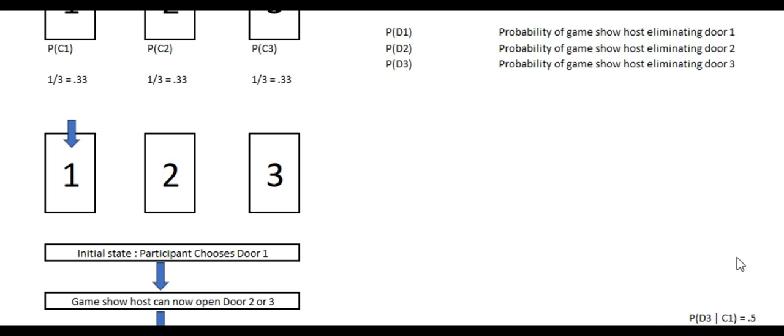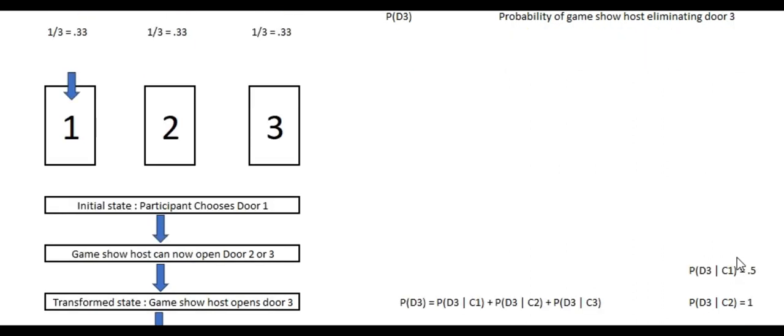Now, the game show host also needs to be considerate of the fact that they cannot open the door which has the car behind it, because that again will lead to a preemptive end. So, in this case, the game show host decides to open door number 3. Now, the probability of the game show host opening door number 3 is expressed in the form of the equation that you see at the right hand side.